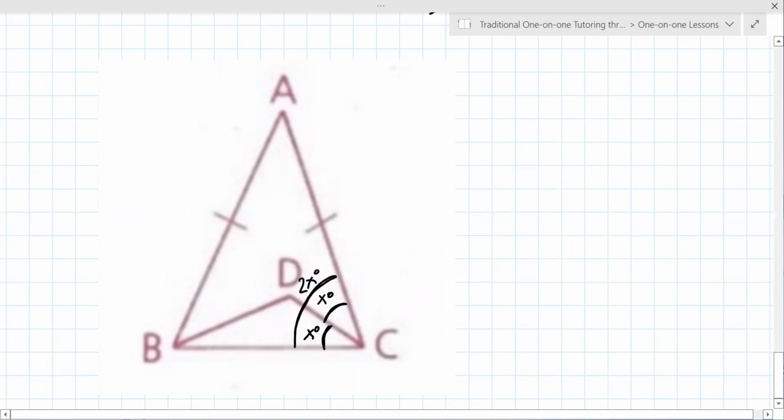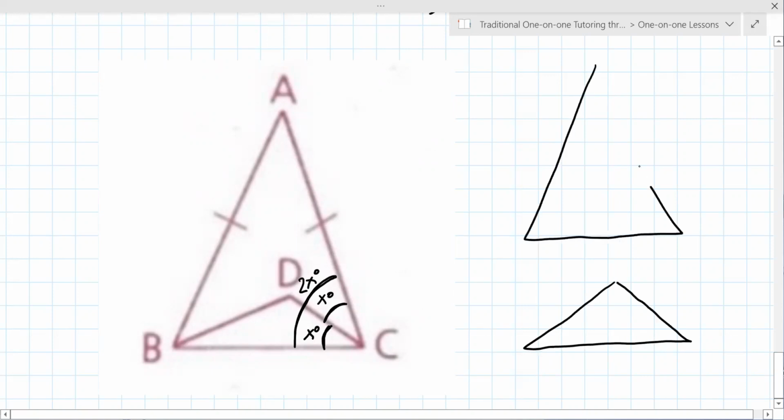2X. Yeah. Now, in terms of those triangles, I'm going to draw those off to the right here. So the smaller one is X, but the big one is 2X. Okay, got it.